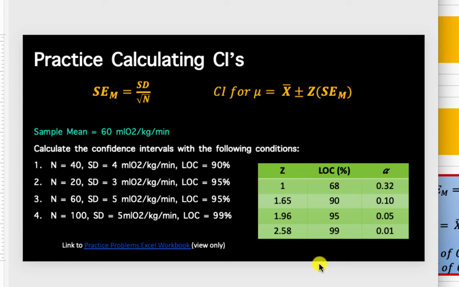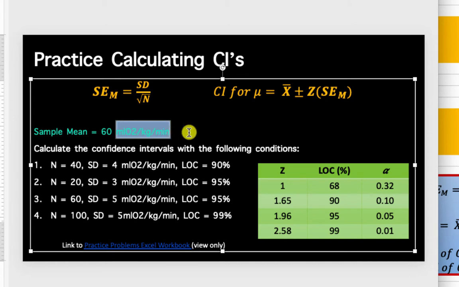In this video, we're going to go over the Module 3 practice problems for calculating confidence intervals. Here we've got our equation for the standard error of the mean, as well as the confidence interval for a population mean based on a sample mean. So I've given you guys the sample mean, which is 60, and based on the units that you see, we are looking at VO2.